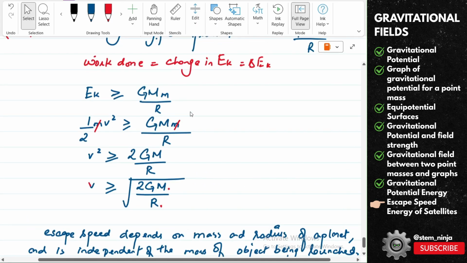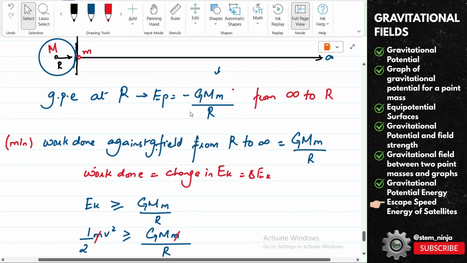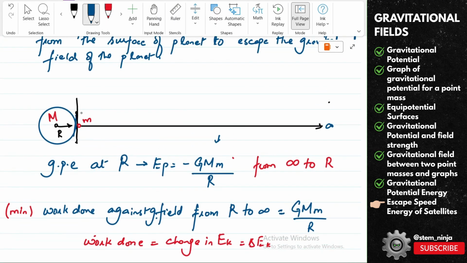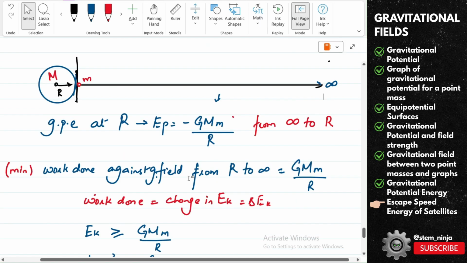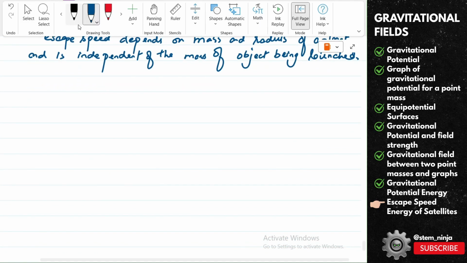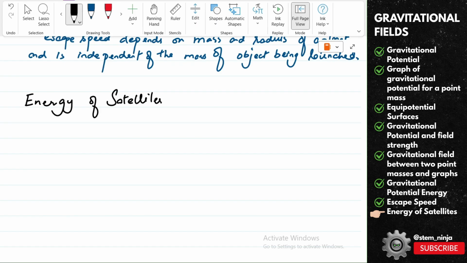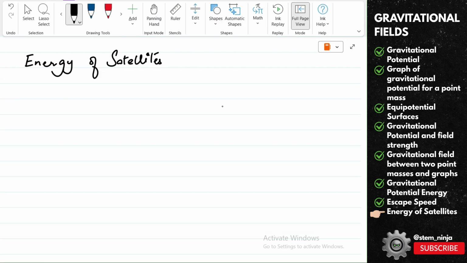Alright. Now, this is a scenario where an object is required to go from the surface of the planet to infinity. But what if the object is orbiting? So the second part of the satellites topic is the energy of satellites. We briefly saw the system in the first video.